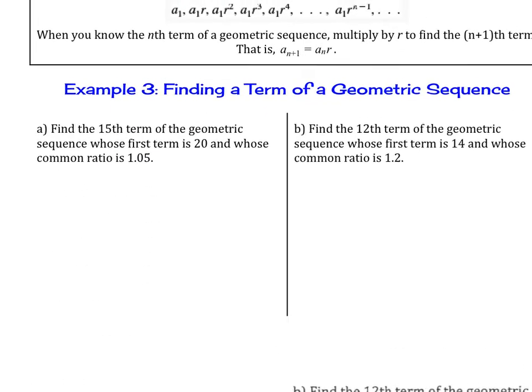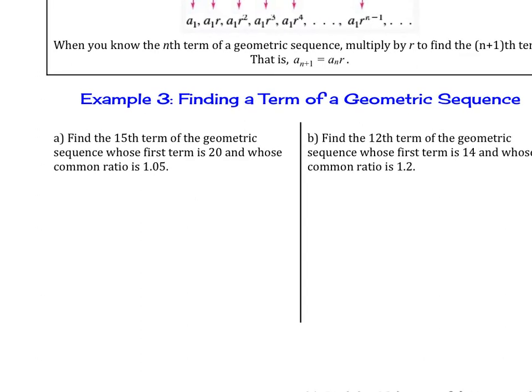Find the 15th term of the geometric sequence whose first term is 20 and whose common ratio is 1.05. We're just going to use the formula that we were given. So we want to identify what we know. The first term is 20 and our ratio is 1.05. So using the rule, a sub n equals 20, the first term, times the ratio 1.05 raised to the n minus 1. We want to find the 15th term, so we are trying to find 15 minus 1, which is 14. So a sub n equals 20 times 1.05 raised to the 14th.